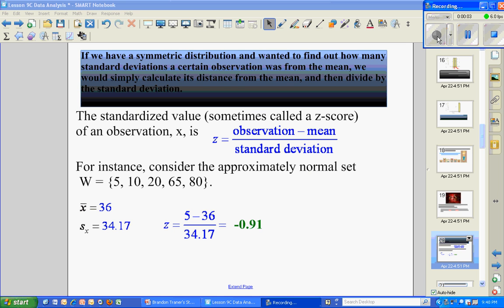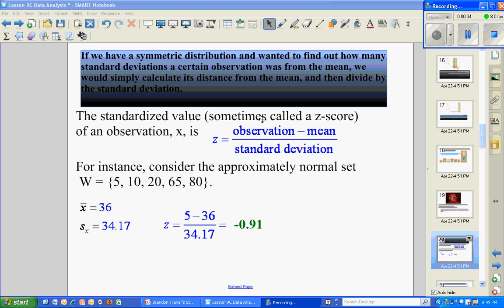All right, so now we're going to focus on more of what the SOL is going to ask you questions about, which has to do with the z-scores and the normal curves and the standard deviations. So if we have a symmetric distribution and wanted to find out how many standard deviations a certain observation was from the mean, we would simply calculate its distance from the mean and then divide it by its standard deviation. So the standardized value is what we call a z-score of an observation.